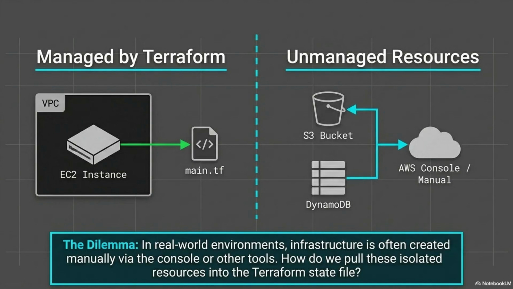Managed versus unmanaged resources, the real-world dilemma. Now let's talk about one of the most common real-world Terraform problems that nobody prepares you for. In a perfect world, every cloud resource in your infrastructure was created by Terraform. It's all in the state file. Everything is tracked. Everything is managed. In the actual world, your EC2 instance might be in Terraform. But that S3 bucket? Someone created it manually through the AWS console three months ago. That DynamoDB table? Created by a script that predates your IaC adoption. None of it is in your state file.